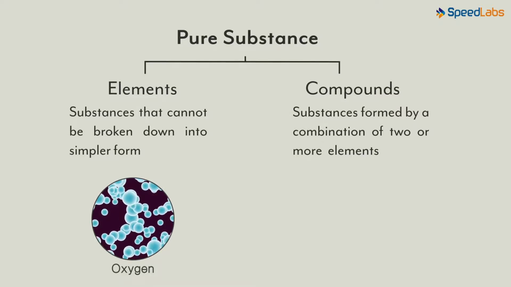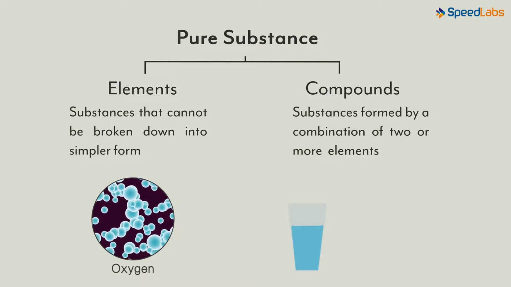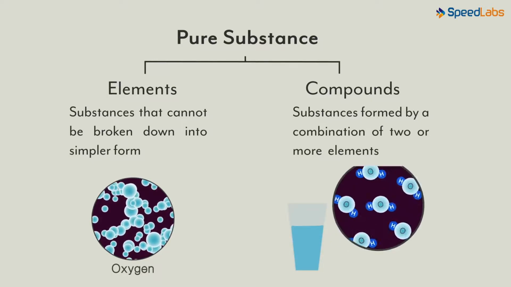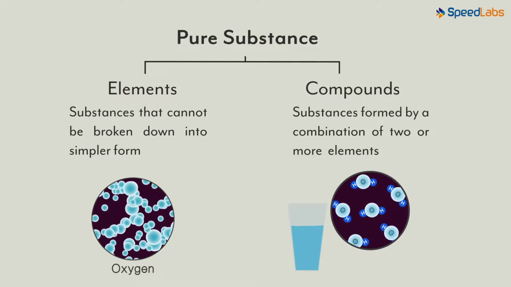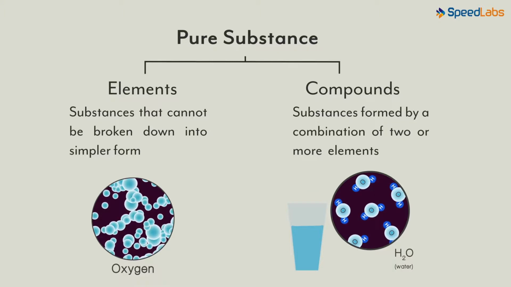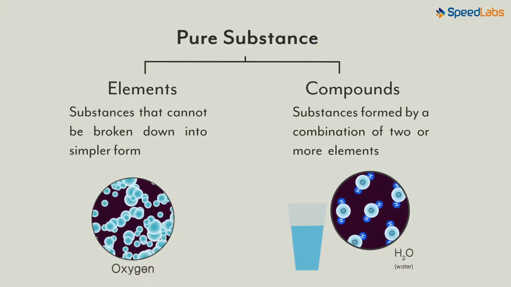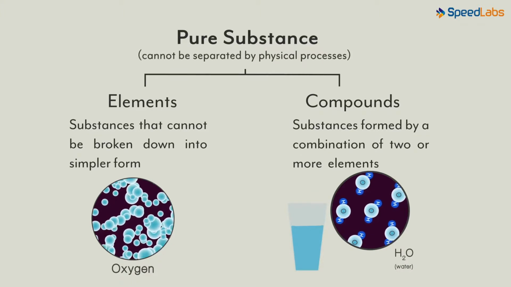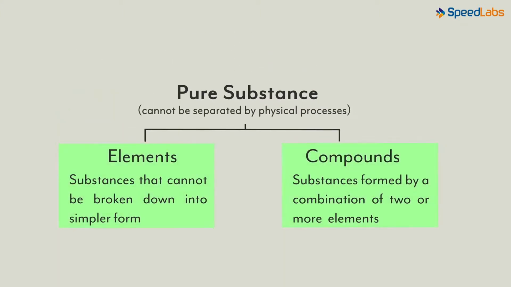Can you give me a few examples of compounds? Water, for example, is a combination of two elements. One is oxygen and the other is hydrogen. When these elements combine, they form a compound named water. But can we separate the elements by any physical process? We cannot, as it's impossible to do so. Therefore, both elements as well as compounds fall under the category of pure substances.